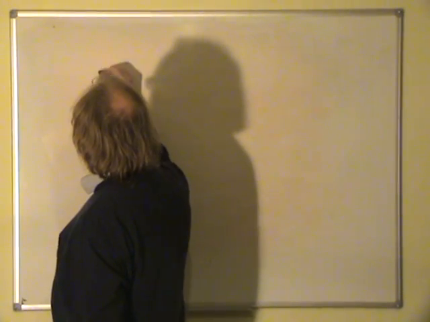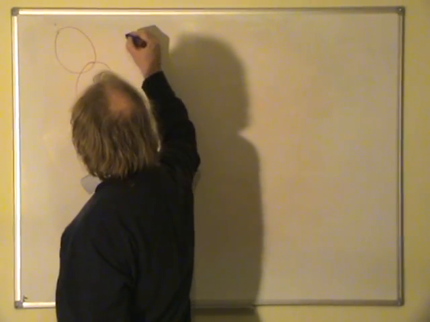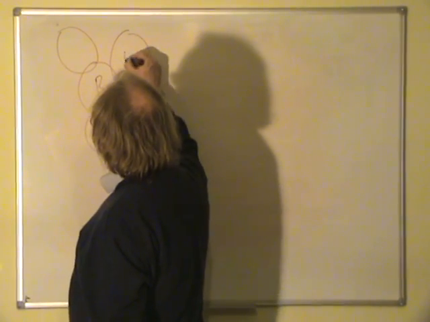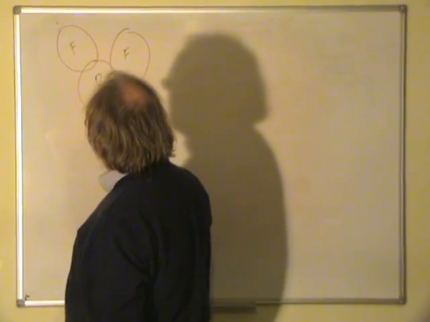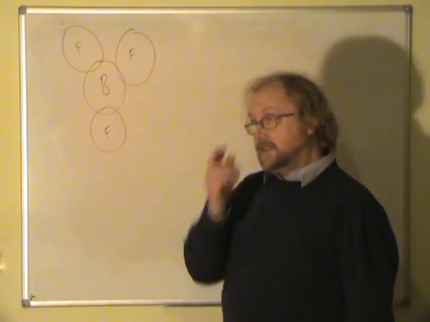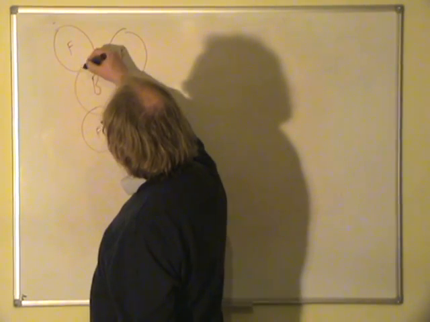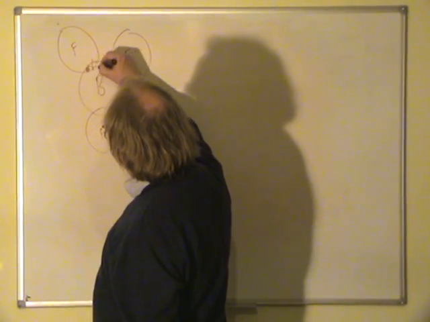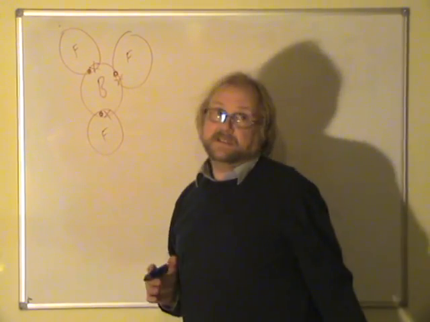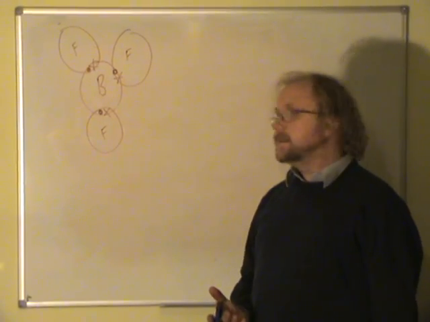So boron has 3 fluorines around it, 1, 2, 3, like that, and because it's a group 3 element, it has only 3 electrons in its outer shell. So if it uses 1 to bond to each fluorine, so we have a shared pair there, and another one there, and another one there, then that's it as far as the boron's concerned. It's used its outer shell electrons up, no lone pairs.